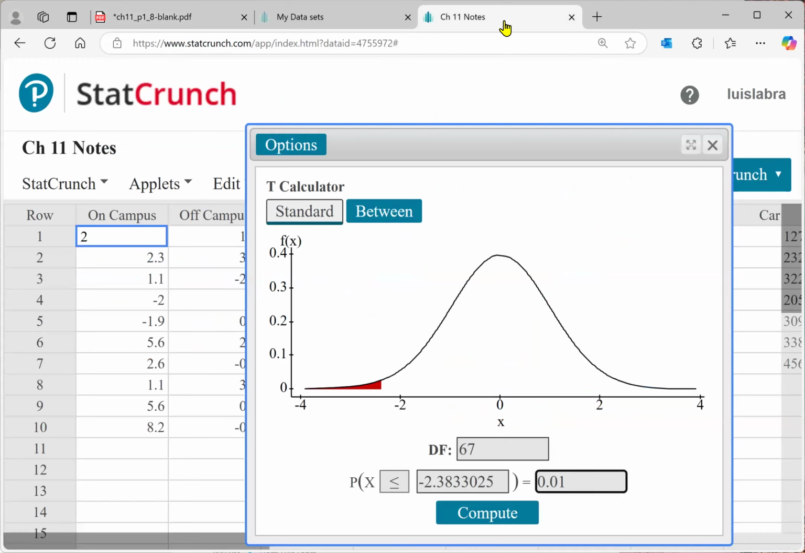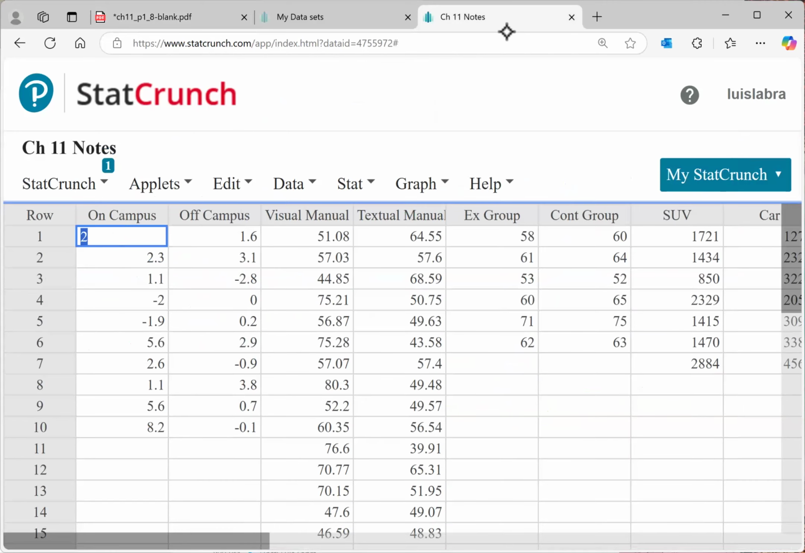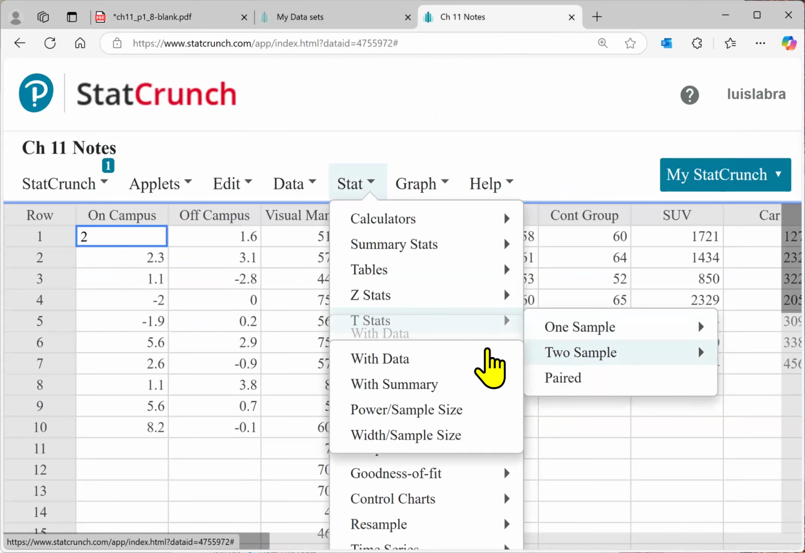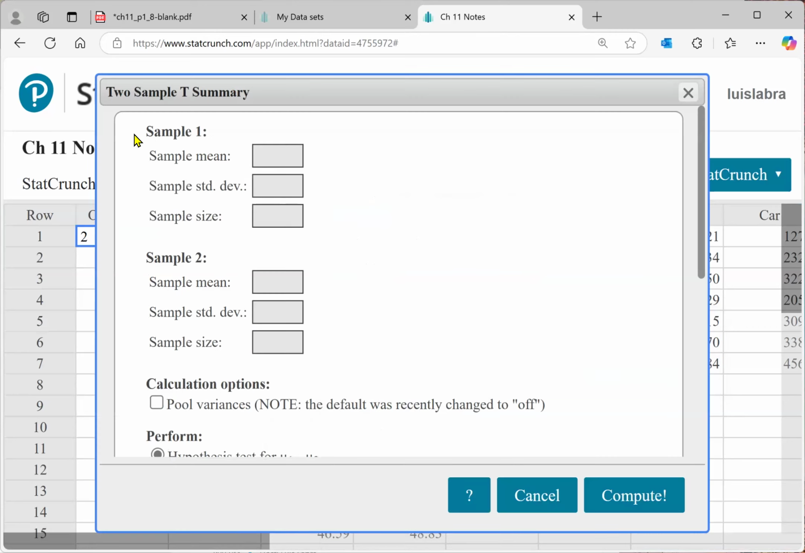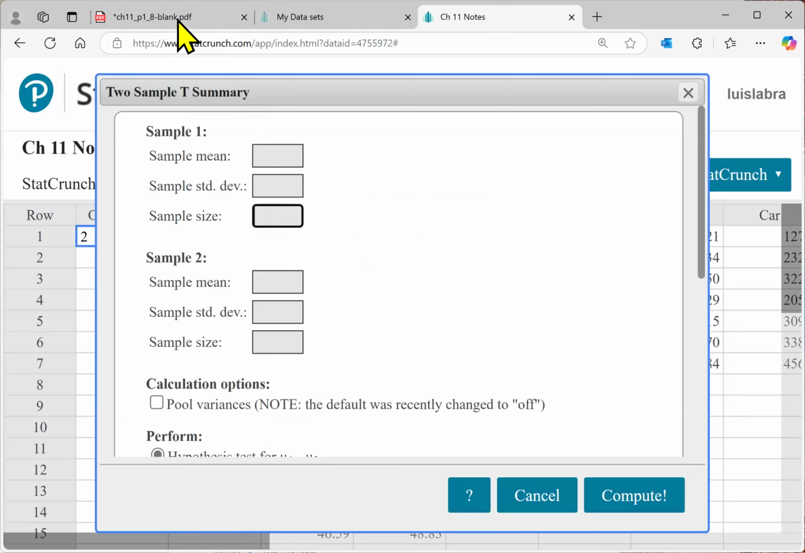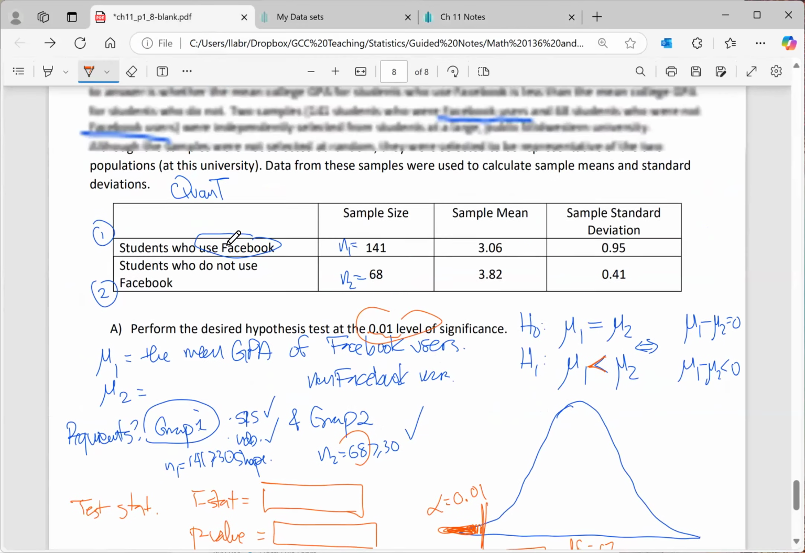And so I will simply go ahead and use StatCrunch. I'm going to go to Stats, T Stats, because I have a mean, go to 2 samples. And in this case, we don't have data, but just a summary. So we are going to have to report the summary statistics for sample 1 and the summary statistics for sample 2. So please remember to use the correct sample.